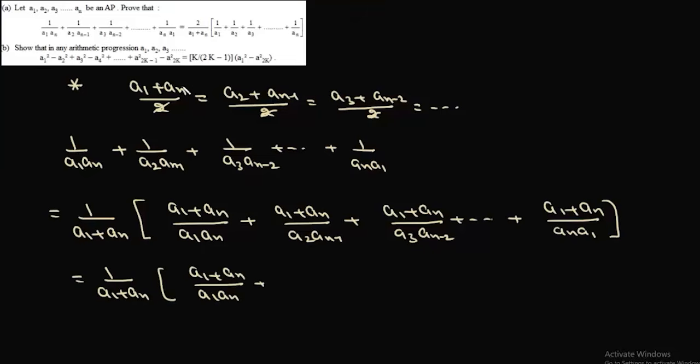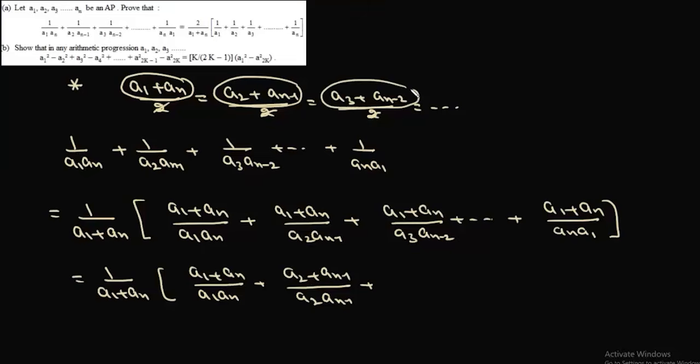Now we know that a1 plus an is also equal to a2 plus a(n-1). So we'll replace it here. So we'll write (a2 plus a(n-1)) upon a2 a(n-1). In the same way, a1 plus an is also equal to a3 plus a(n-2). So it will be (a3 plus a(n-2)) upon a3 a(n-2). I'll continue up to (a1 plus an) upon an a1.